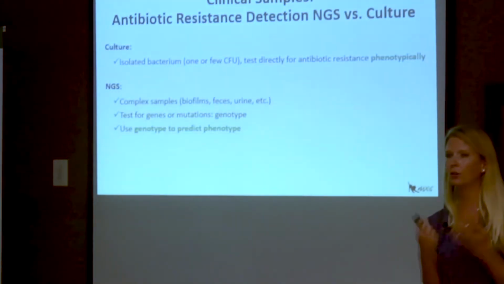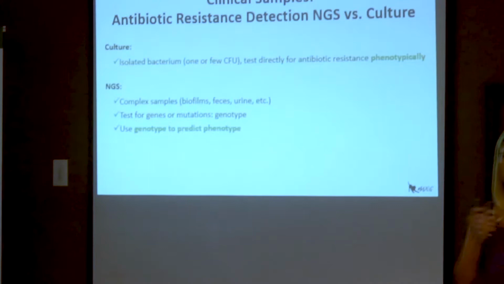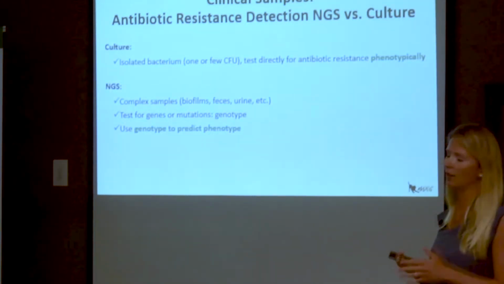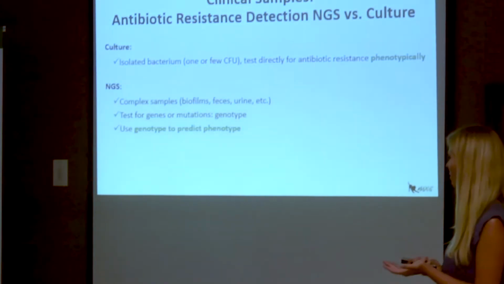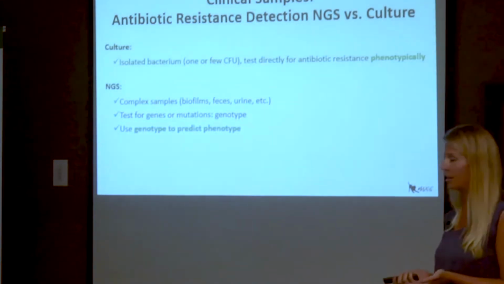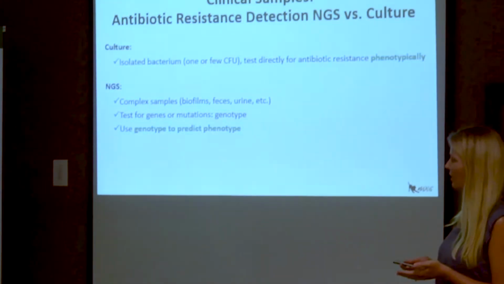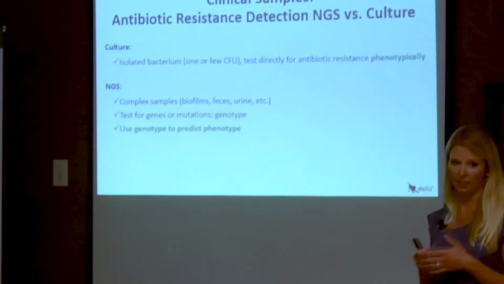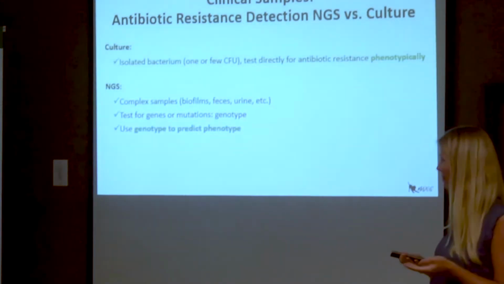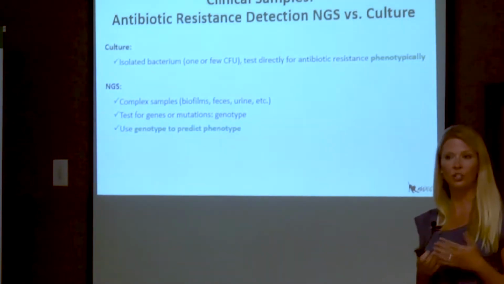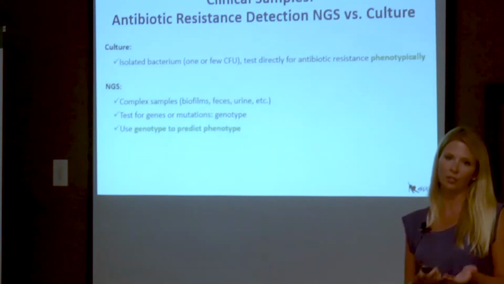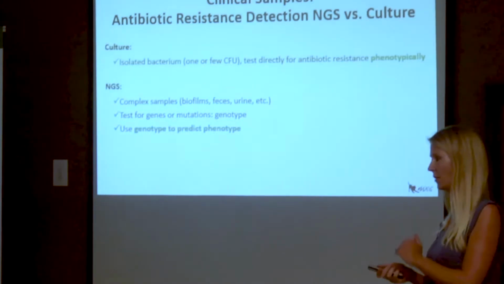But of course, for you in your clinical settings, you're not going to sequence all of that, and you usually don't have isolates. What normally happens, you have your culture sample, you have an isolated bacterium, you test directly for the antibiotic resistance phenotypically, and then NGS on the other side uses any kind of complex sample because it doesn't need to grow, such as biofilm, feces, or urine, and it tests for genes instead of the phenotype. So it uses the genotype to predict the phenotype.